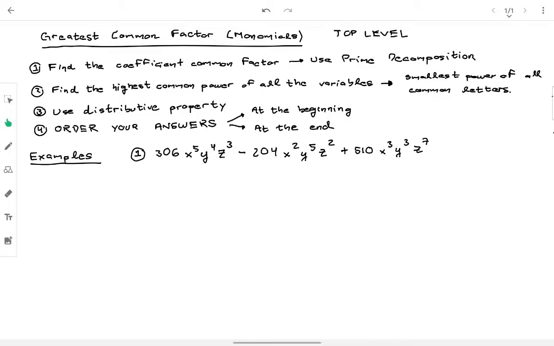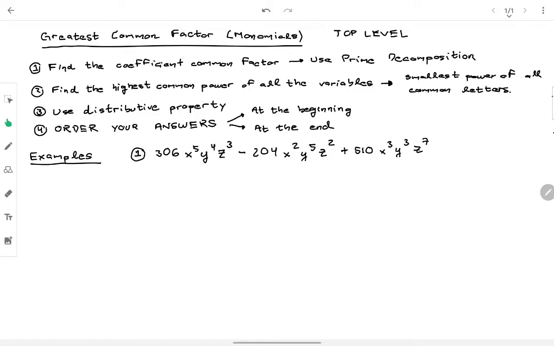Then we will find the highest common power of all the variables. It says here smallest power of all common letters. That will mean in this case we have x to the 5, x squared, and x cubed. So the highest common power will be x squared, that is the smallest one of all the letters x. So that's why it says smallest power of all common letters.